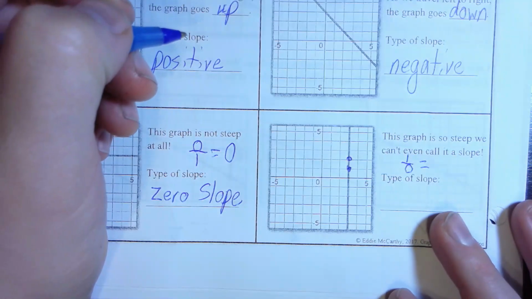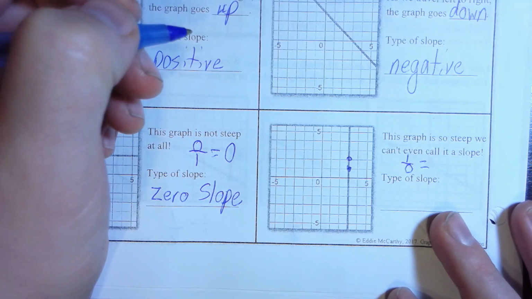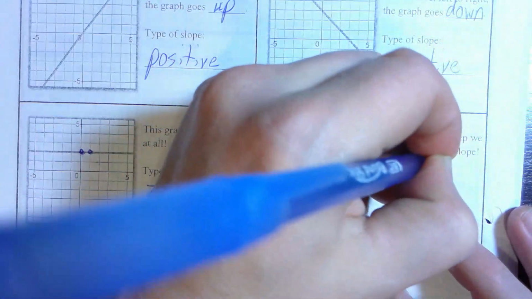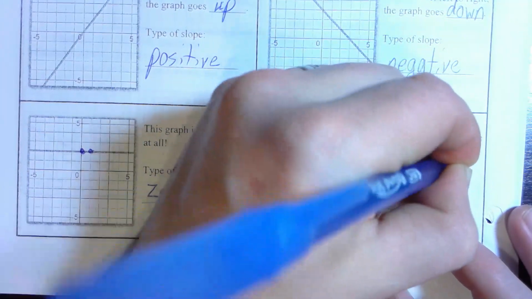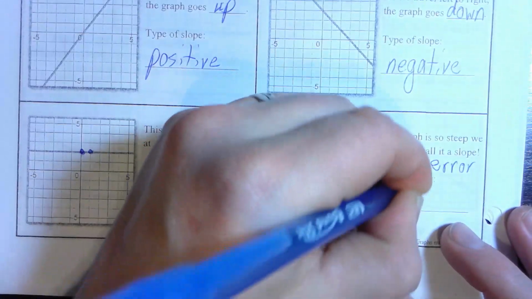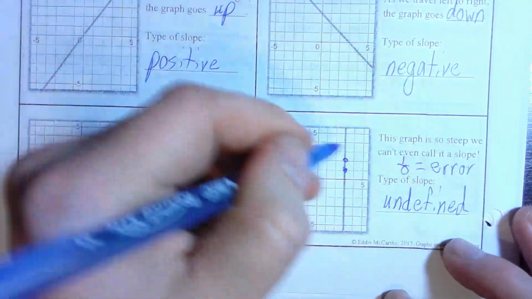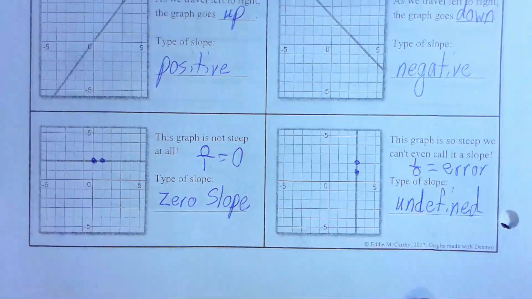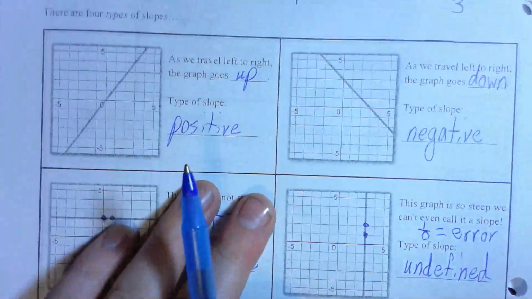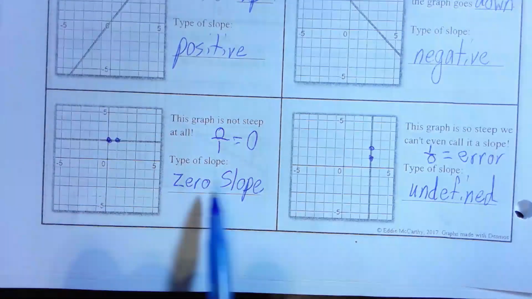I wonder if anybody can divide by 0. Yeah, I don't think that's a thing. So I want to call this, we can't do error. We're going to call this an undefined slope because I can't calculate it. It's undefined. I can't divide by 0. There's no way to represent a change in its vertical nature divided by its horizontal nature. Okay. These are important to remember, please.